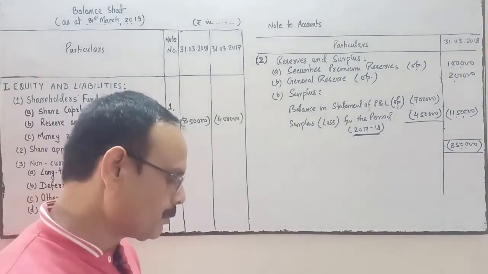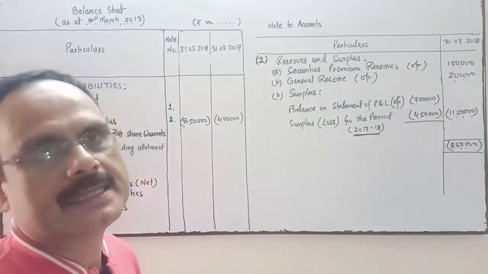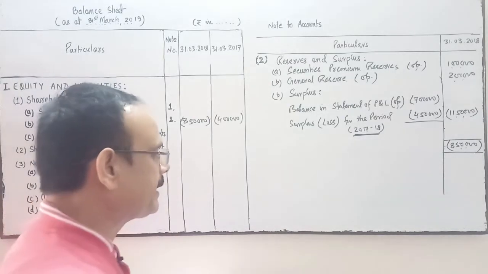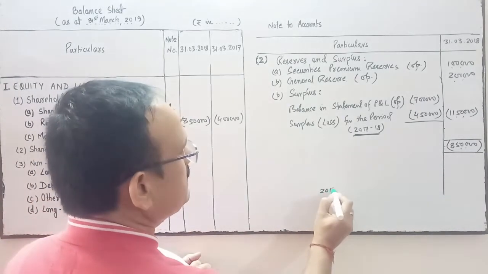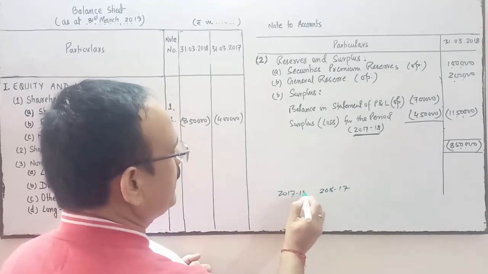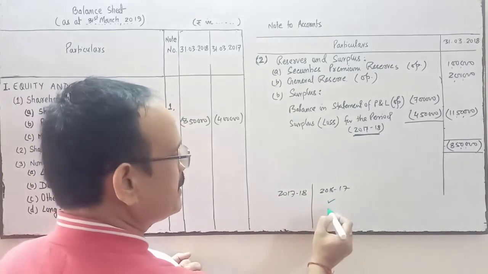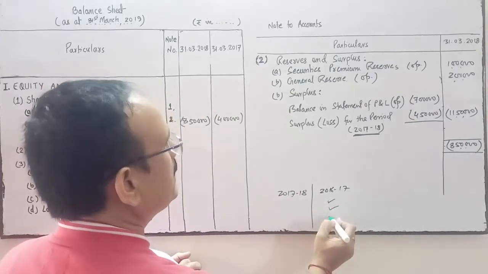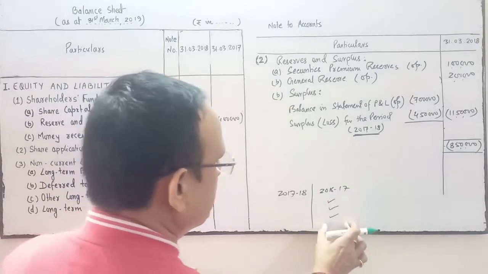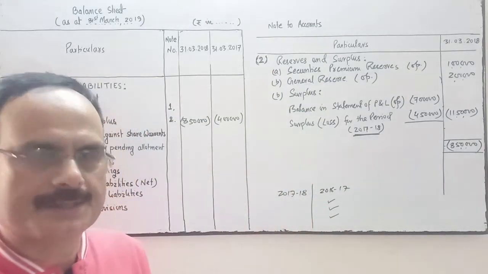So general reserve 2 lakh, security premium 1 lakh, statement of profit and loss 7 lakh. These are the balances on 1st April 2017. It means 2016-17 is the previous year and 2017-18 is the current year. So information about the general reserve, statement of profit and loss and security premium is given as of this date, which is the opening balance for this current financial year.